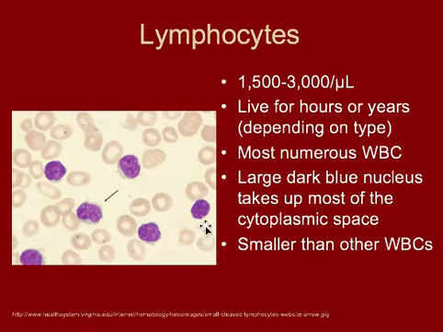They're small. They're just slightly bigger than a red blood cell, and so you can see them here compared for size. And they have a sort of lumpy nucleus that takes up almost the entire cell. So you just see a little halo of cytoplasm on the outside, and they are not granular. That's how you know that they're not a basophil.